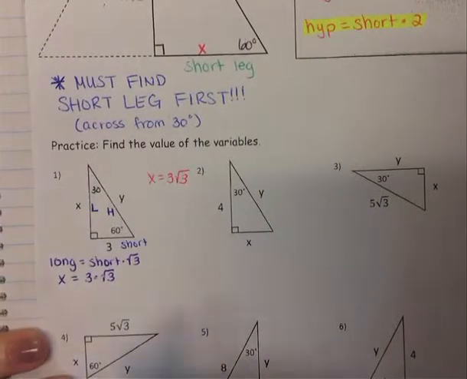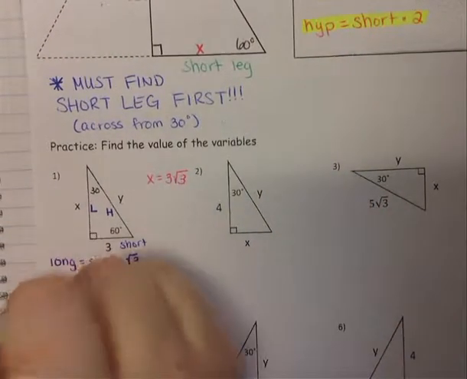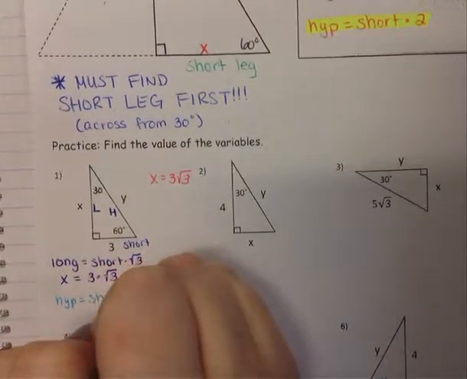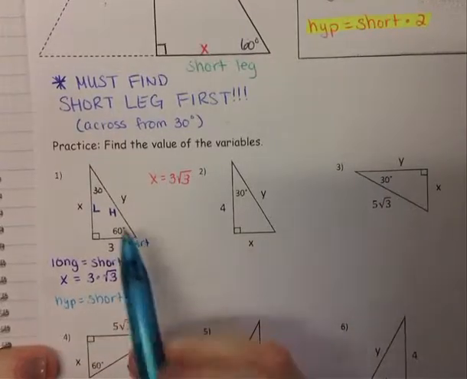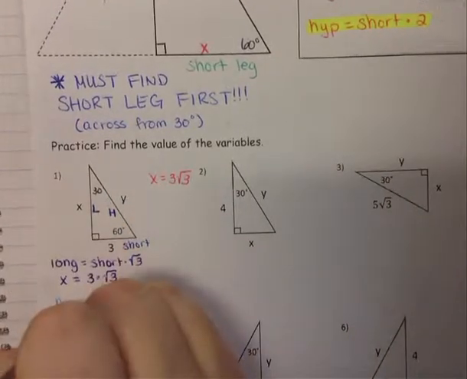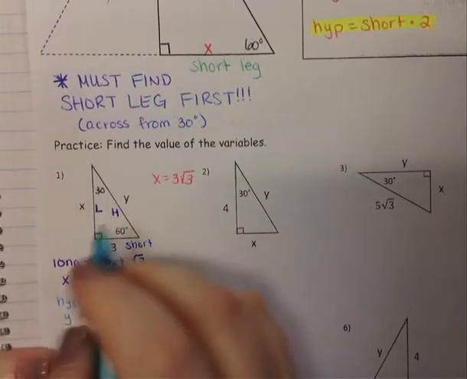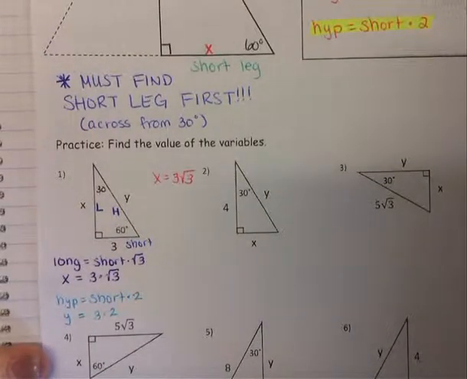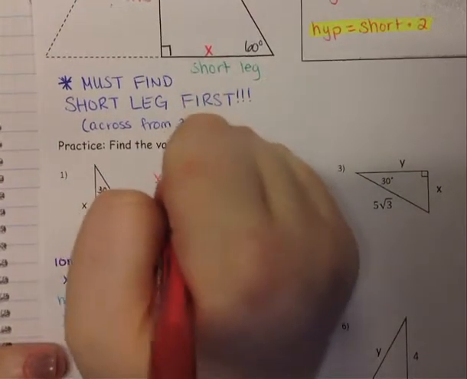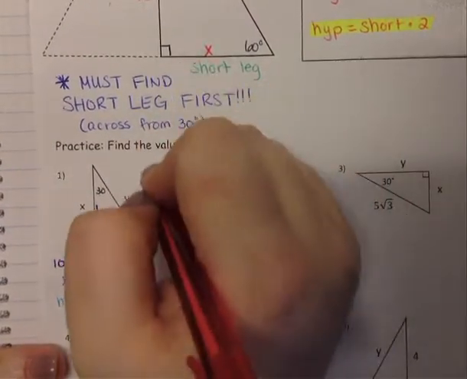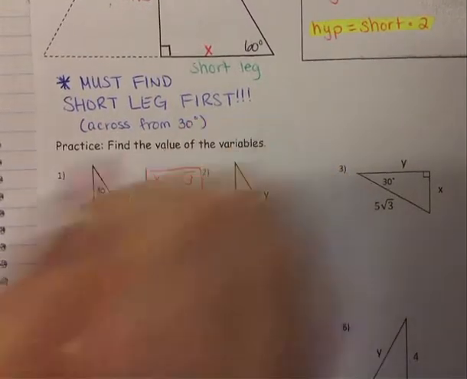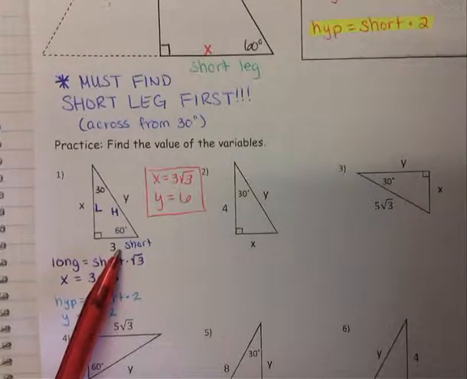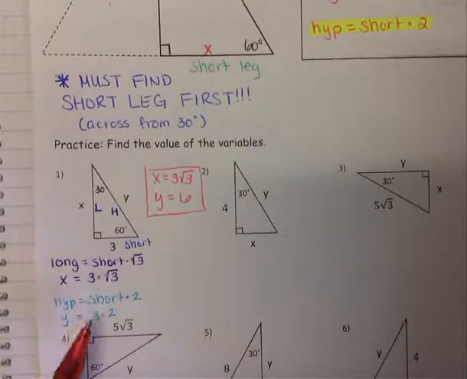We'll also have the other equation, the hypotenuse is equal to your short times 2. Well, in this case, our hypotenuse is represented by y. Our short is represented by 3. We're going to multiply it by 2, which will give us 6. 3 times 2 is 6, so y is equal to 6. We have both of our values, x and y. As long as we know the equations and as long as we can find the short quickly, we can answer our questions quickly.